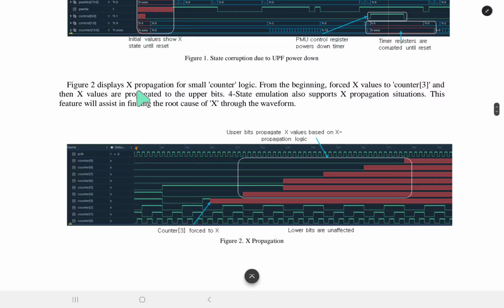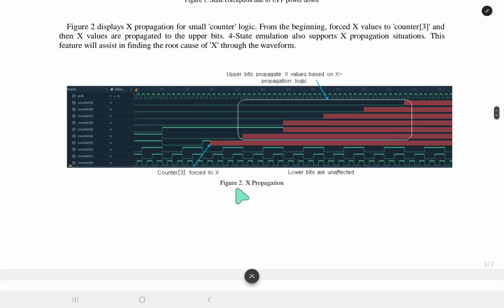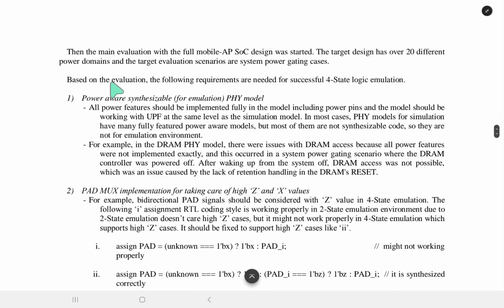Figure 2 displays X propagation for small counter logic. From the beginning, the first X value appears at count 3 and X values are propagated to the upper bits. Four-state emulation also supports X propagation situations. This feature will assist in finding the root cause of X through the valid waveform. Figure 2, the X propagation.